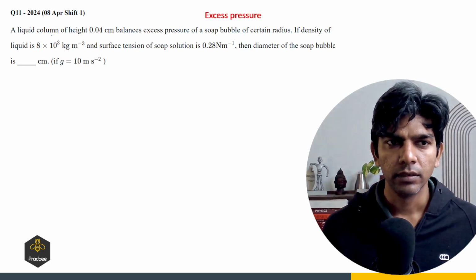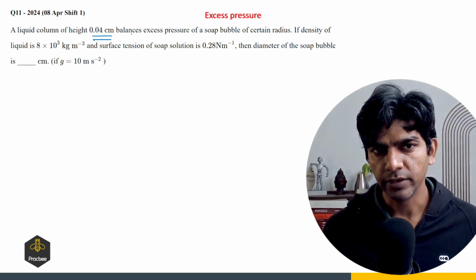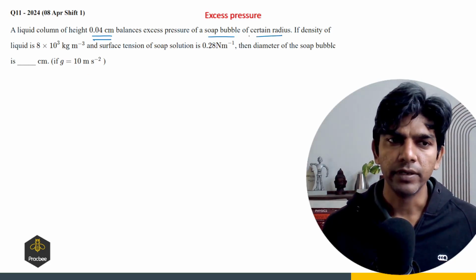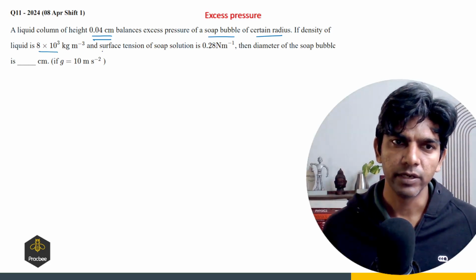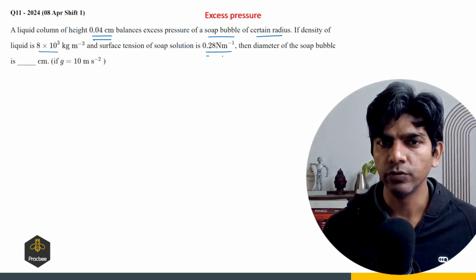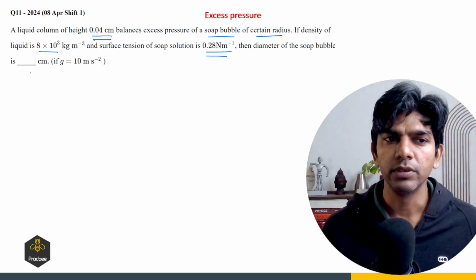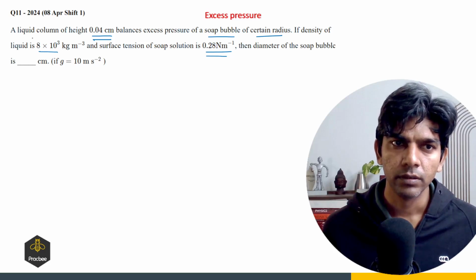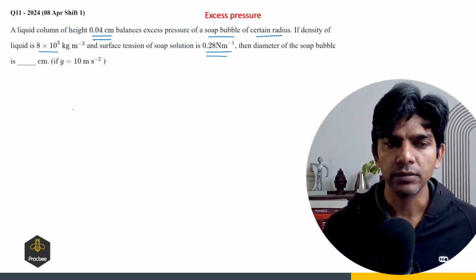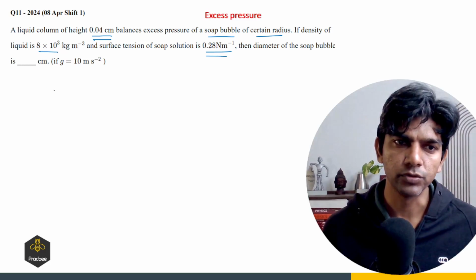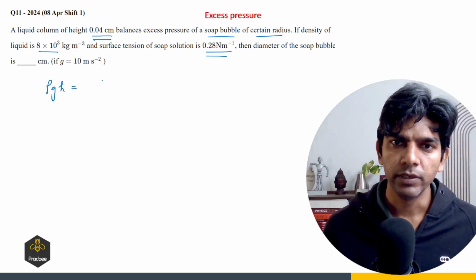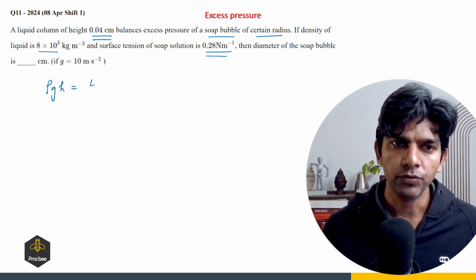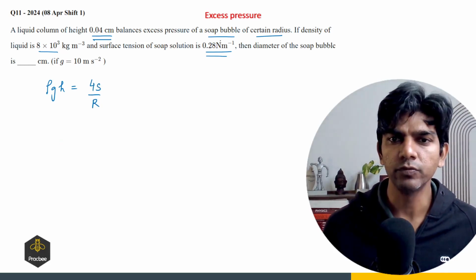A liquid column of height 0.04 centimeter balances the excess pressure of a soap bubble of a certain radius. If the density of the liquid is 8 into 10 raised to 3 kilograms per meter cube and the surface tension of the solution is 0.28 Newton per meter, then the diameter of the soap bubble is. So here we are given the excess pressure, it balances the liquid column height of 0.04. So we can say rho GH will be equal to 4S by R, where R is the radius of the soap bubble and we have to find the diameter.